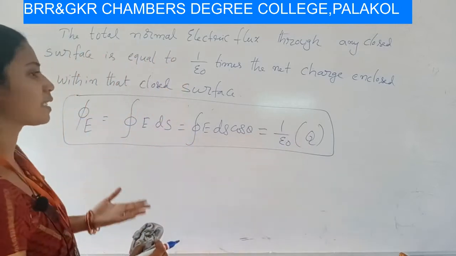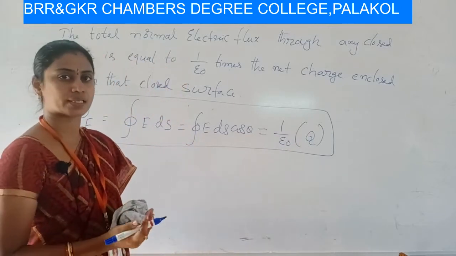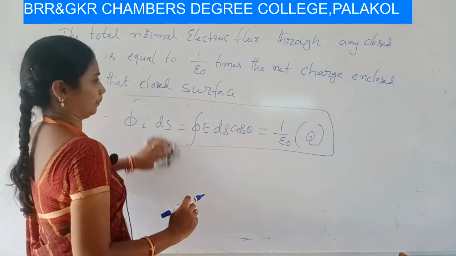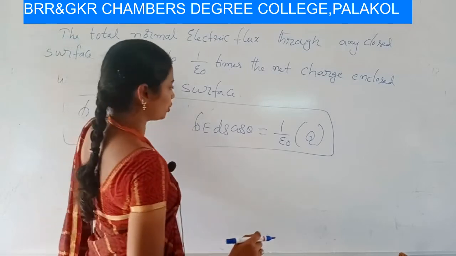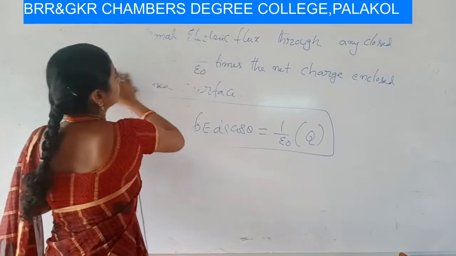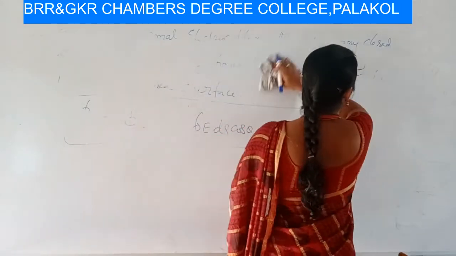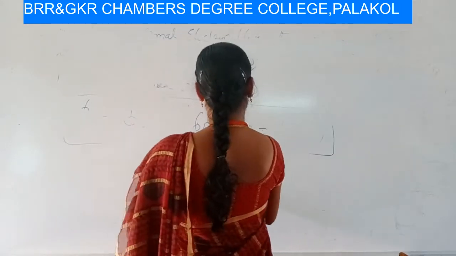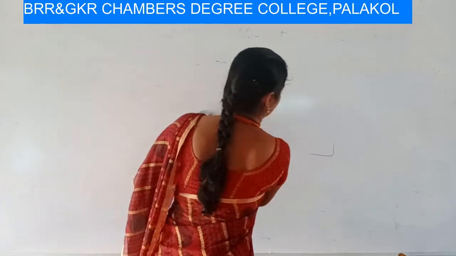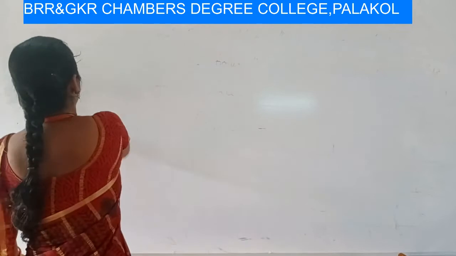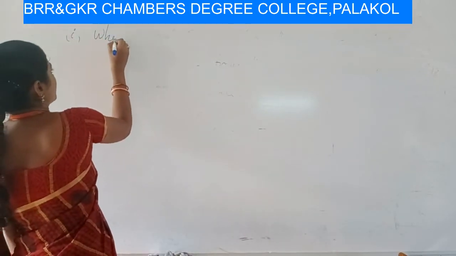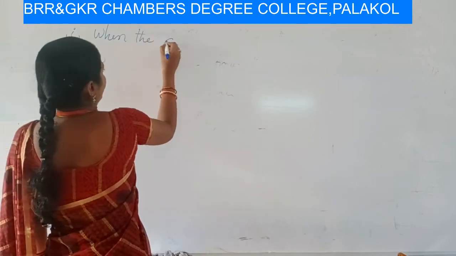Okay, this Gauss law can be explained in two cases. Case 1, when the charge is inside the surface, and case 2, when the charge is outside the surface. First let us discuss case 1, when the charge is within the surface.